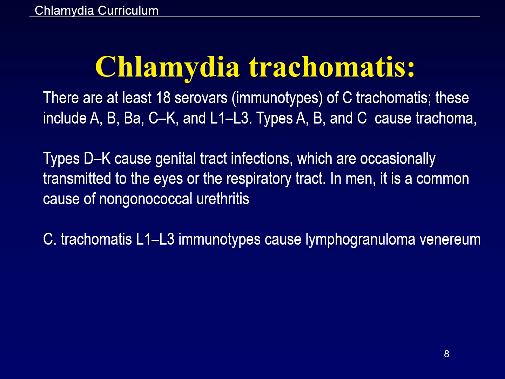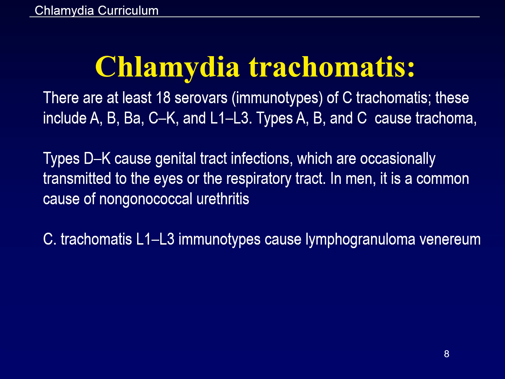The clinical findings of Chlamydia trachomatis result from different serovars or immunotypes. There are at least 19 immunotypes of this pathogen. These include A, B, BA, C, D through K, and L1, L2, L3. Types A, B, and C cause trachoma, while D through K cause sexually transmitted disease.